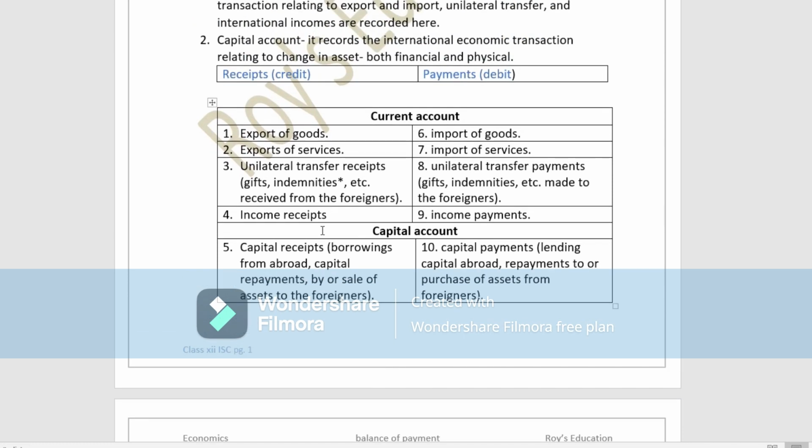Next is income received. When we are receiving any income, it is on the credit side, and when we are making any income payments, it will be on the debit side.